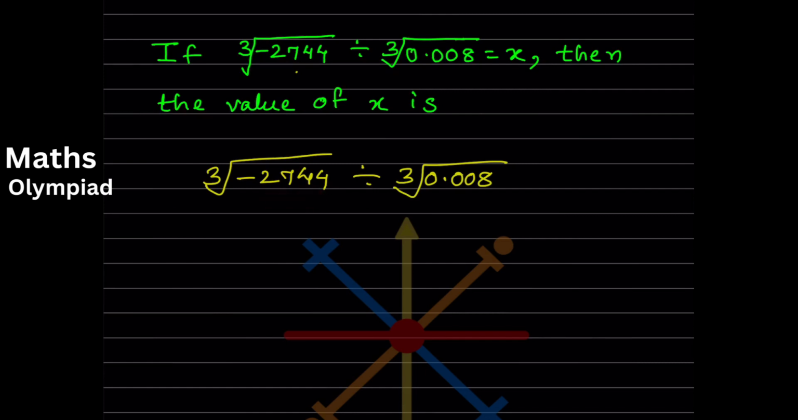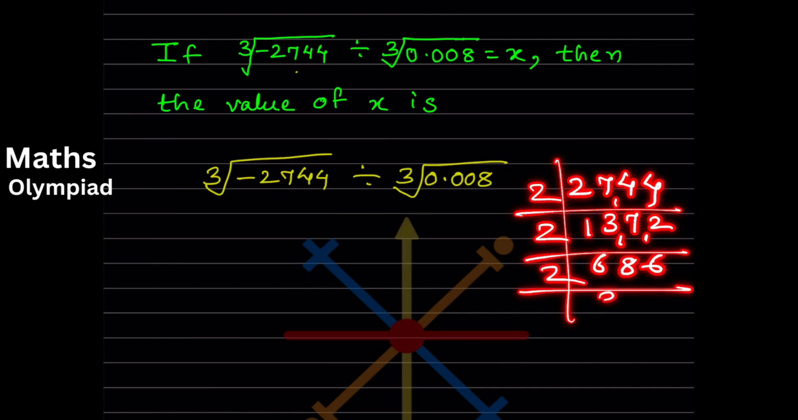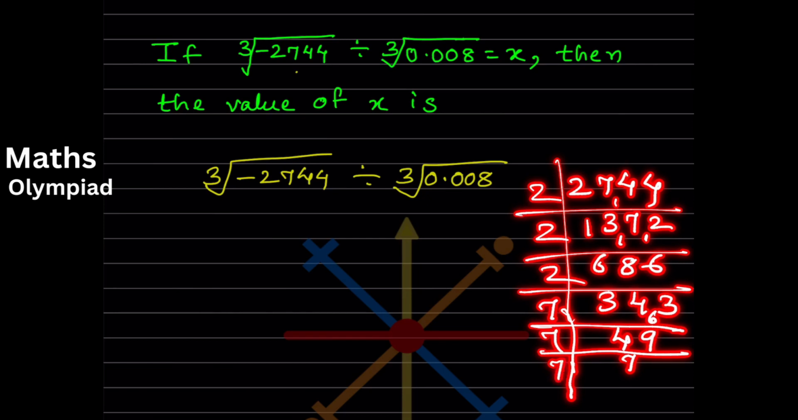So what is that going to be? 2744: 2 1s are 2, 2 3s are 6, 2 7s are 14, and 2 2s are 4. 2 6s are 12, so 1 remains. This is going to be 2 8s are 16, again 1 remains, and 2 6s are 12. Again 2 3s are 6, 2 4s are 8, and 2 3s are 6. Now this doesn't go with 2, neither with 3, 4, 5. This goes with only 7. So 7 4s are 28, remains is 6. So 7 9s are 63. 7 7s are, and 7 1s are.